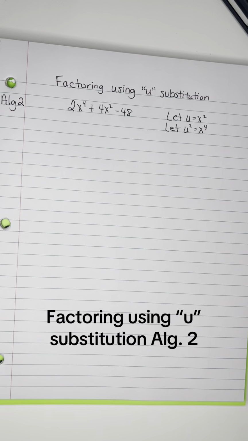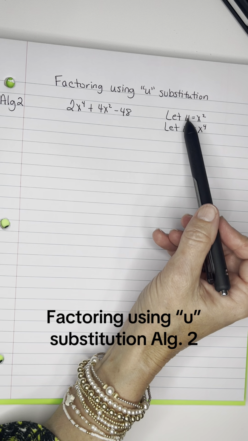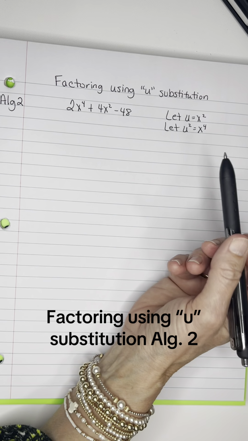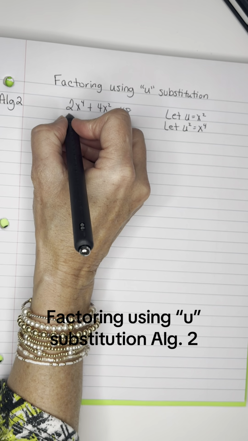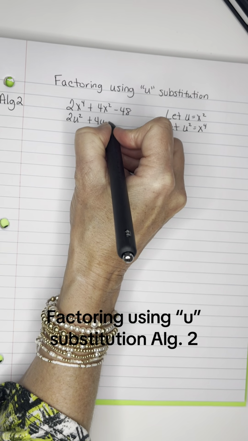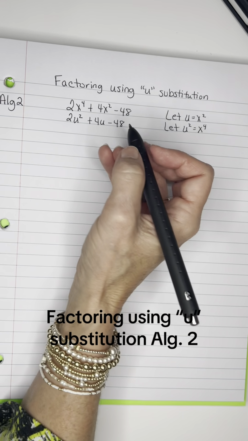We want to factor using u substitution. I've stated over to the side that we're going to let u equal x squared, and we're going to let u squared equal x to the fourth. So this problem becomes 2u squared plus 4u minus 48. All right, now it's a quadratic that we know how to factor.